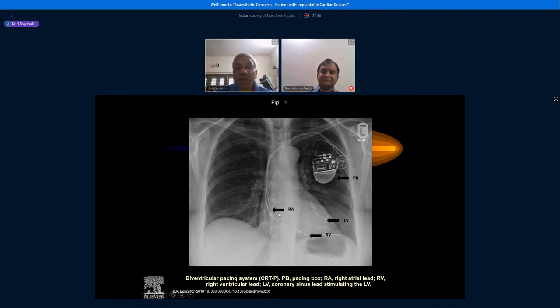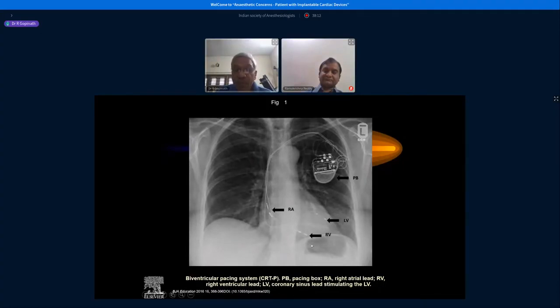One is in the right ventricle, one is in the right atrium, and another device is somewhere in the left ventricle. So this is in the coronary side, and this is the pacemaker or pulse generator. So this is basically a right atrial and right ventricular lead with one in the left ventricle. So this is a biventricular pacing system, which is used in patients with heart failure. So it is a cardiac resynchronization therapy device with only pacing function.